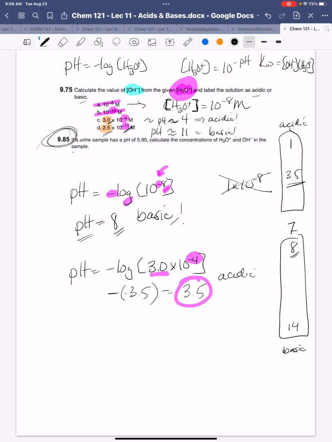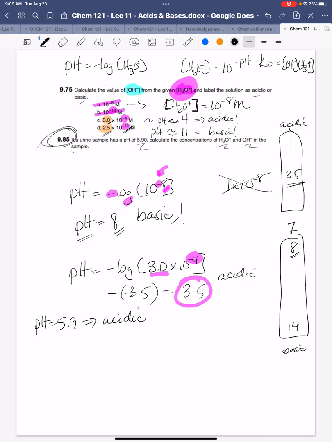Okay, so let's talk about this question right here. If I have a urine sample and its pH is 5.9, we want to calculate the two concentrations. Okay, a couple of things. First of all, with a pH of 5.9, right away we know this is acidic, and you might know that about urine already.